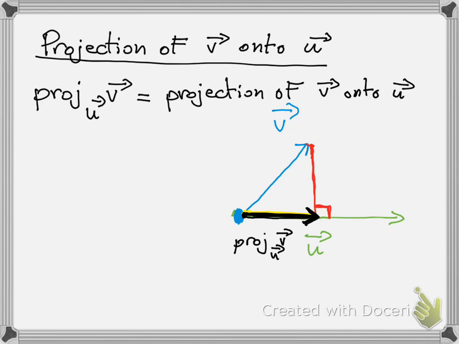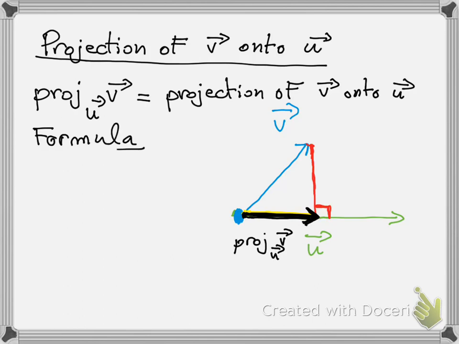So now the question: how do we compute this? Let's try to compute this projection of v onto u. This projection is a vector, right? This black vector here. So what would be the formula for this projection vector? Here's the formula for the projection of v onto u.